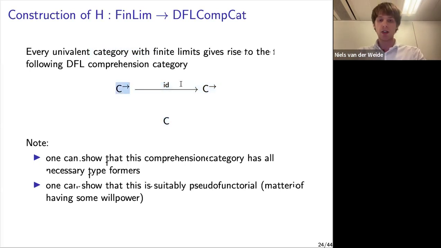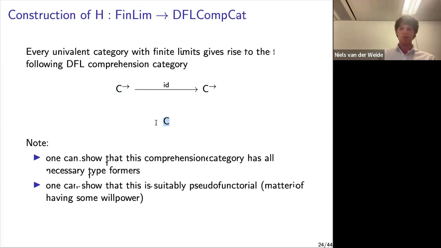So we take the arrow category, identity, over this. This is a comprehension category. We can show that it models all the necessary type formers. That's a matter of doing work. We can show that it's univalent because the arrow category is univalent and we assume C to be univalent. So check, this is fine.